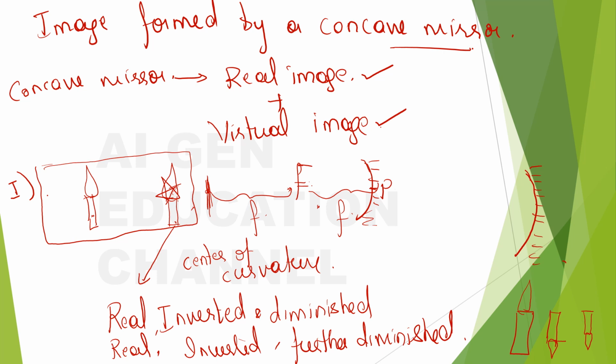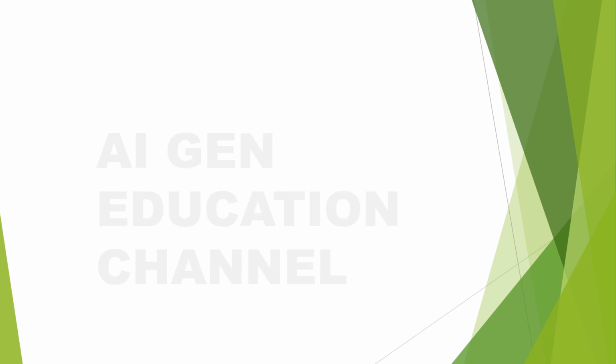At first you have put it here and you have seen that the image that will be formed on the screen would be real, inverted and diminished. And when you place the candle a bit further from these points, then you will find the image to be further diminished, and it will be real and inverted itself. Now in the second case, in the first case we have seen that the placement of the object is beyond the center of curvature. Now we will see what happens if the placement of the object is exactly on the center of the curvature.